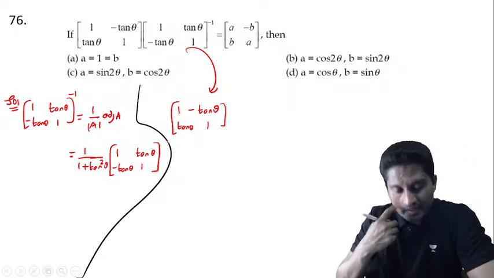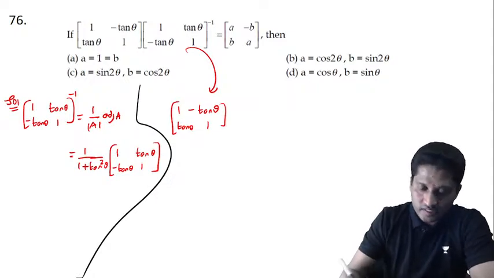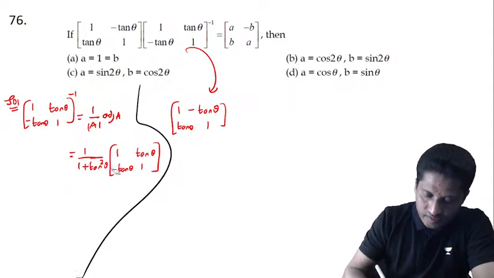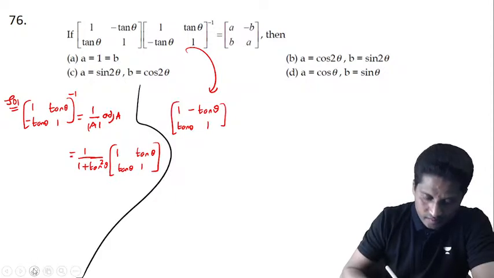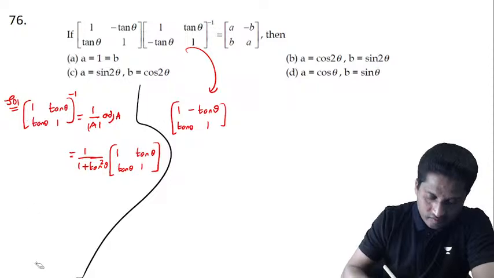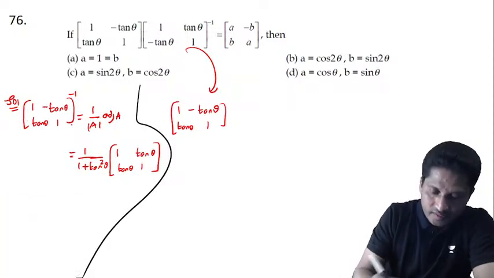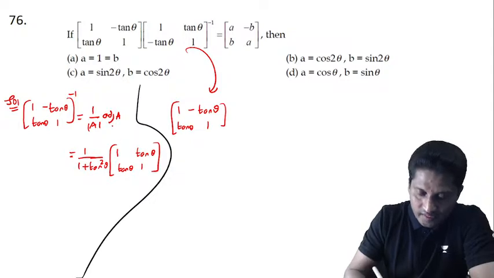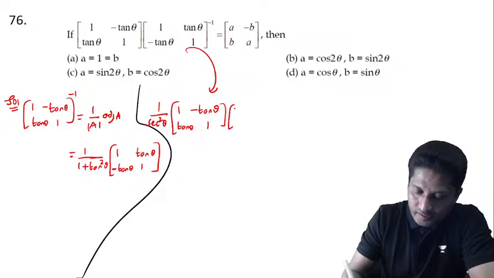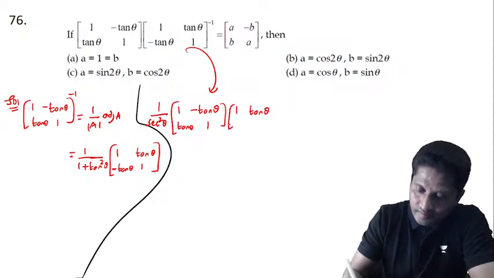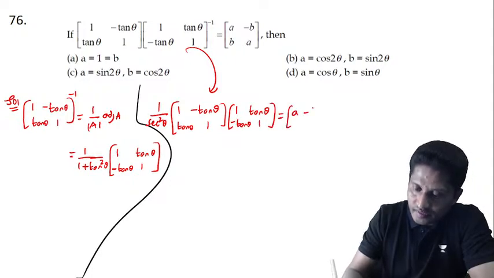A inverse is 1 by determinant A into adjoint of A. Interchange the diagonal elements, change the sign of other elements. So if I change the sign of other elements, this fellow is actually, according to the question, 1 minus tan, this is plus tan. So this is 1, interchange the diagonal elements and change the sign of other elements. This should be plus tan, this should be minus tan. Okay, so this is 1 minus tan plus tan, this is 1 plus tan square is sec square, into you have matrix 1 tan, okay, minus tan and 1. And then this is equal to right side, you have A minus B, B A.